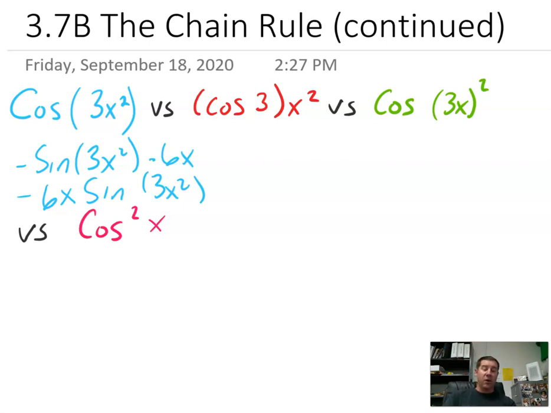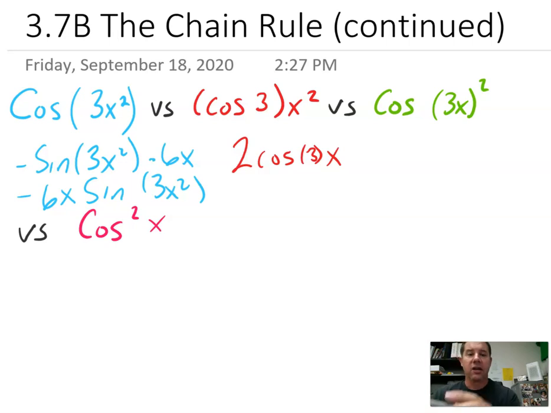Versus if I had cosine of 3 in parentheses now and the x squared outside, well, now that cosine of 3 is really just a number. So that just becomes a coefficient. It's a crazy coefficient, but it's just a coefficient. So if I were to take the derivative of this, now I would just use the power rule and multiply the 2 times in front. So 2 cosine of 3 x, and that goes down by 1. And so that would be its derivative.